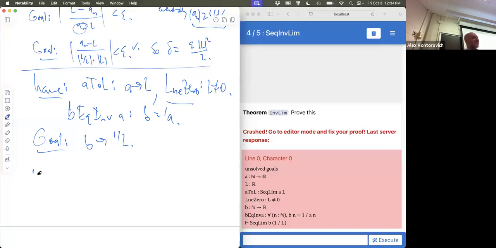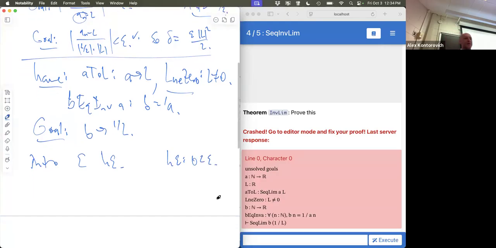I lost everybody. We need to show that B converges to 1 over L. Intro, give me an epsilon. Intro epsilon and H epsilon, of course, is that epsilon is positive.